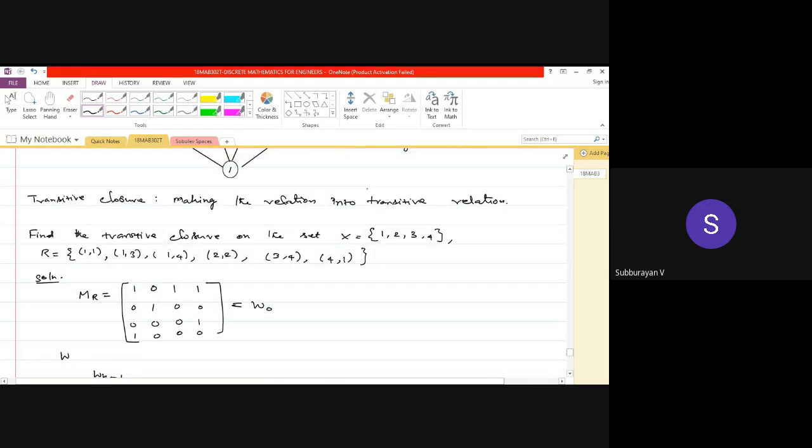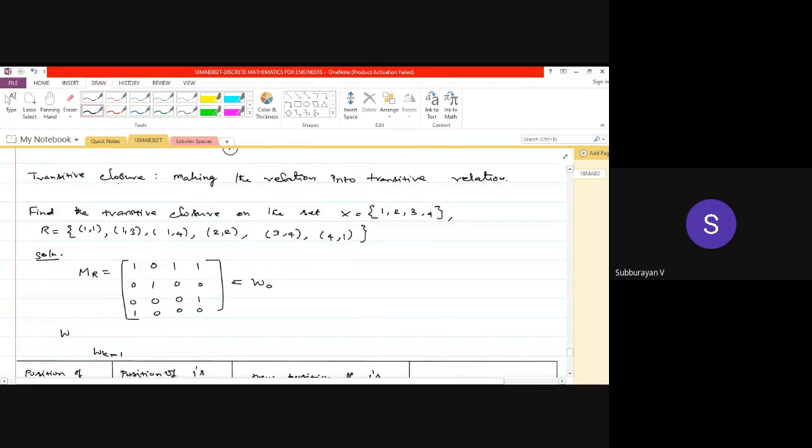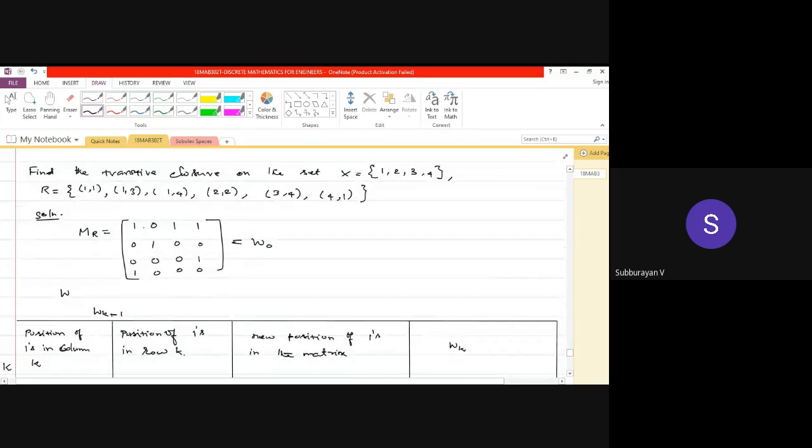They will give you some relation on any set. First we have to find the initial matrix, that is the matrix representation of the given relation, MR. That is the initial matrix for Warshall's iteration. In Warshall's iteration, first we come to the first column and identify the positions in which we have non-zero numbers.